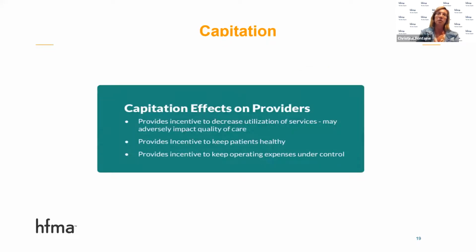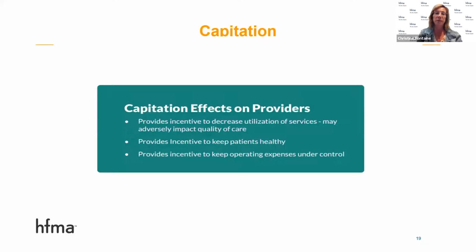If taken to the extreme, limitations on utilization of services may adversely impact the quality of care to patients. Conversely, providers do have an incentive to keep patients healthy to minimize utilization of more expensive treatments or services. And also, provider capitation provides a strong incentive to maintain close control over operating expenses, such as capitation payments are relatively stable from month to month.